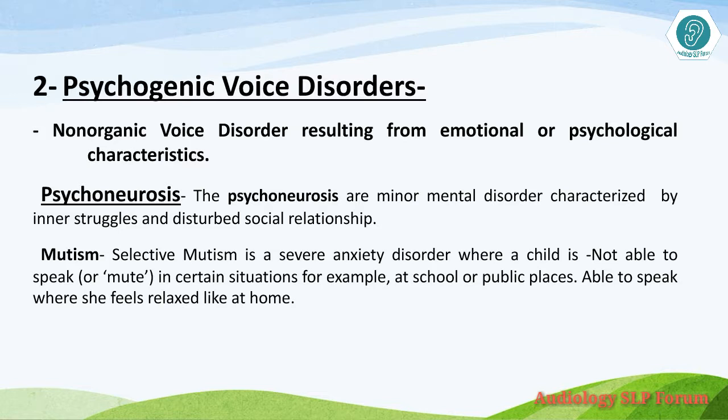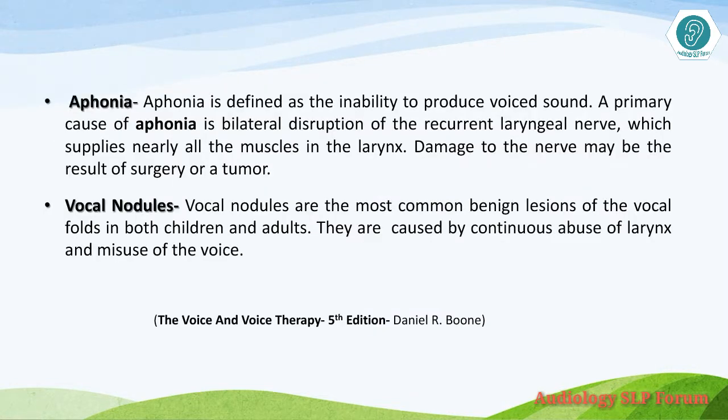Second is mutism. Selective mutism is a severe anxiety disorder where a child is not able to speak in certain situations, for example at school or a public place, but is able to speak where she feels relaxed, like at home. Third is aphonia. Aphonia is defined as the inability to produce voice sound. A primary cause of aphonia is bilateral disruption of the recurrent laryngeal nerve, which supplies nearly all the muscles in the larynx. Damage to the nerve may be a result of surgery or a tumor.